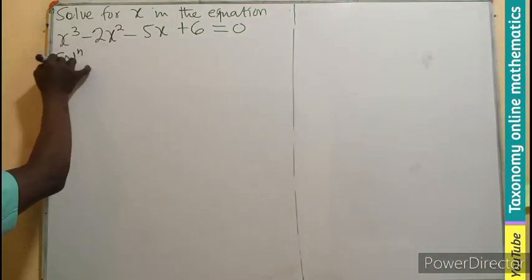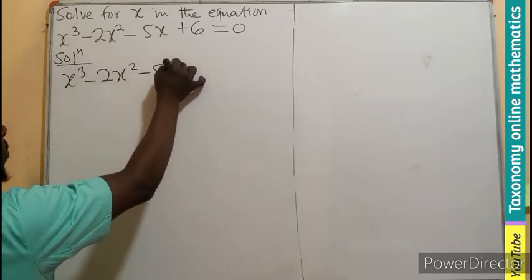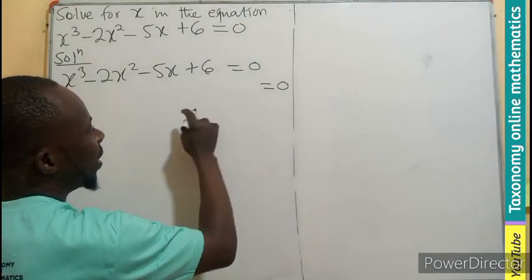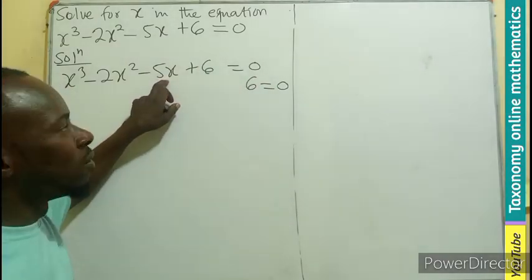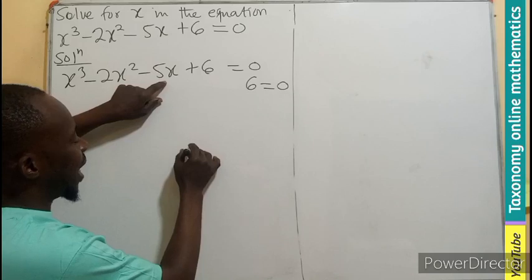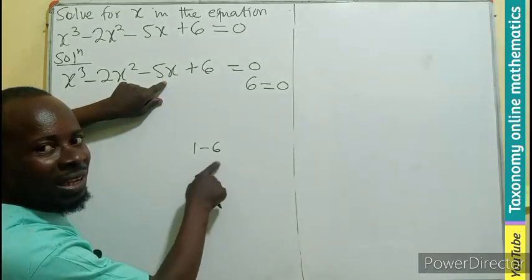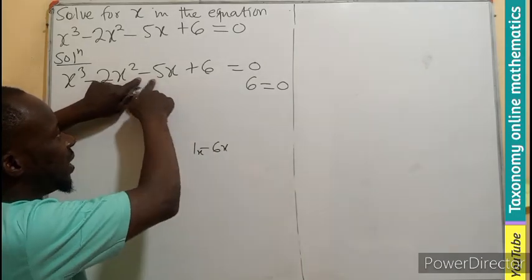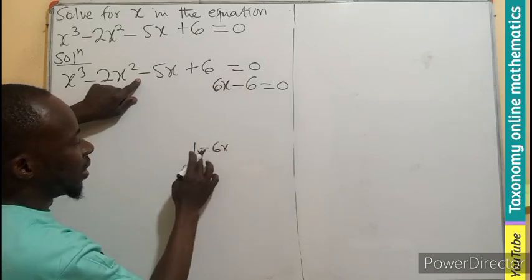So let's see solution. We have x to the power 3 minus 2x squared minus 5x plus 6 equals to 0. I have 6. I'm going to split minus 5 for me to get a common factor with 6. And we know minus 5, I can make it like 1 minus 6, 1 minus 6 gives me minus 5. So if I add x to this, I am still saying this is the same as this. So I'll be having minus 6x.